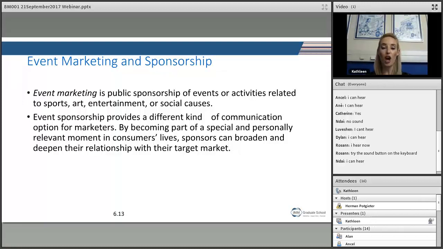Then our third option is event marketing and sponsorship. And this is, as we said, where we are going to offer our support to an event and in return have our name associated with that event. And it could be a sporting event, arts and cultural, entertainment, or it could be social causes and charities as well. And the nice thing about using event marketing and sponsorship is that it adds an additional element to the overall perception of our brand.